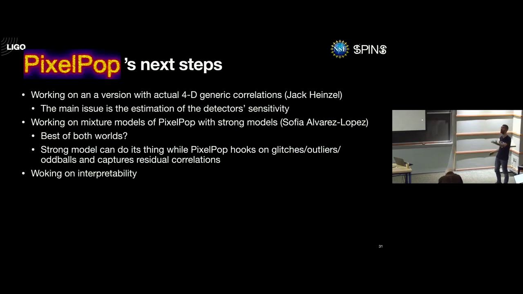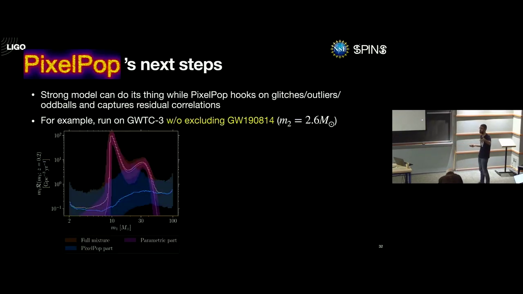And this is something I added because of the discussion between Teja and one of our speakers earlier about 1908-14, which we always leave out because we don't know what to do with it. We can do something with it because I can run Pixel Pop together with the GWTC3 LVK model, but this time without excluding 1908-14. And if I do that, Teja, this is the plot that I promised you, right?